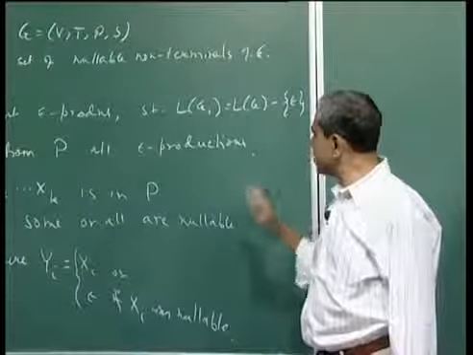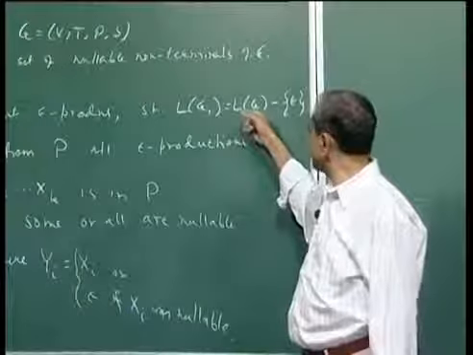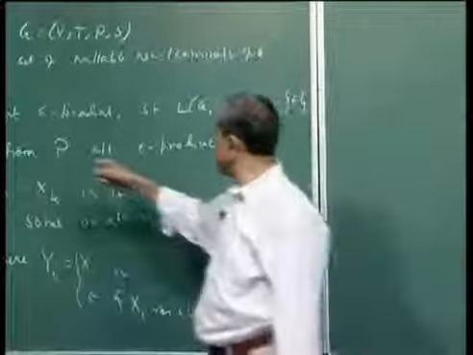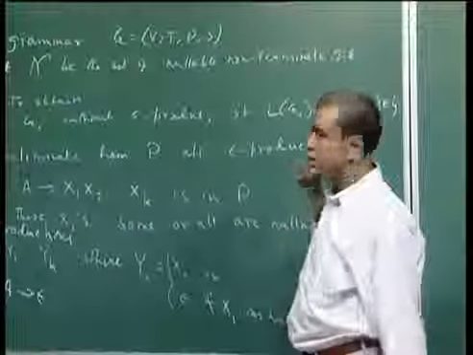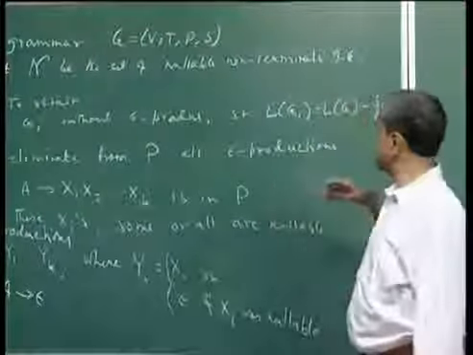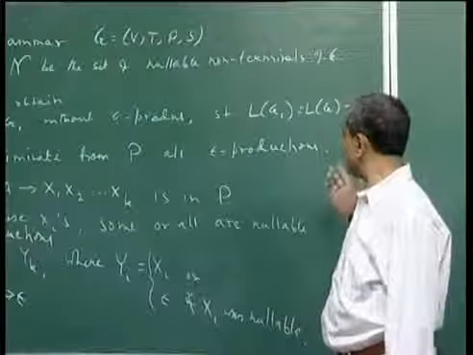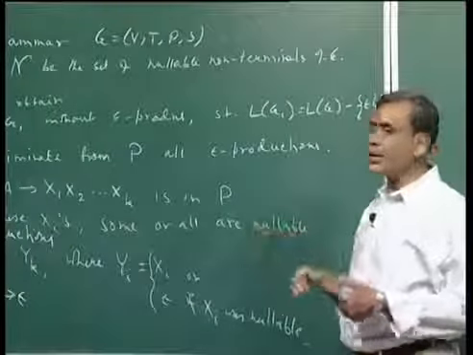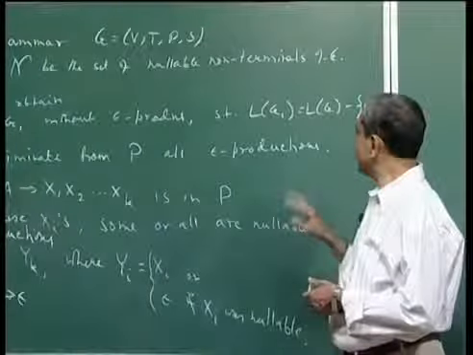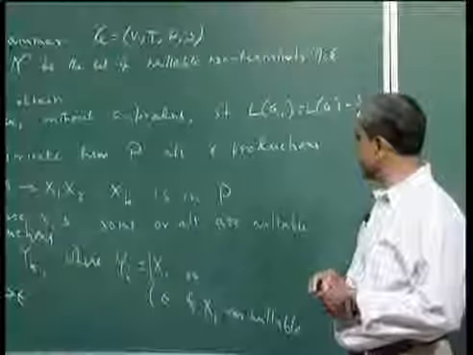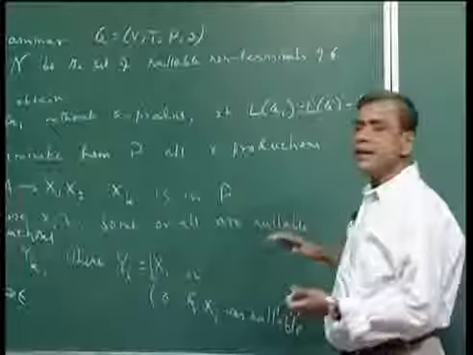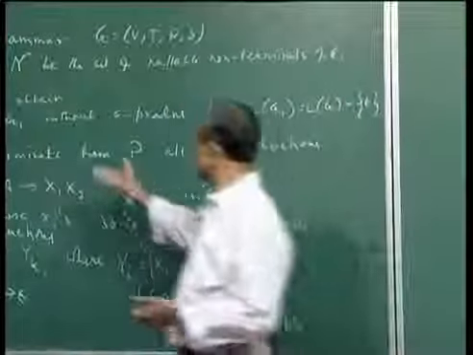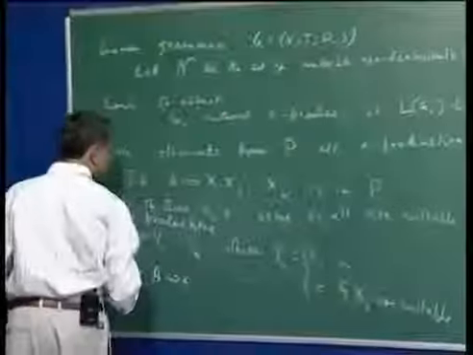So, as we said, first we identified all the nullable symbols of G, and then we eliminate from P all the epsilon productions. If there are nullable symbols, then there will be some epsilon productions. So, this new G1 we are creating by first removing all epsilon productions, and then we are adding some new productions, and these are the new productions that we add.